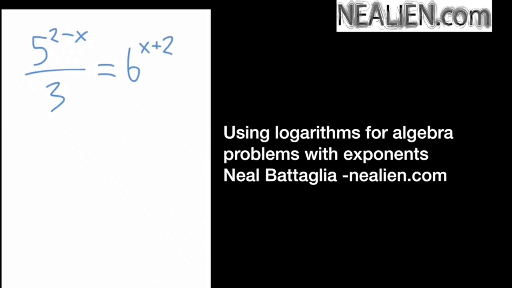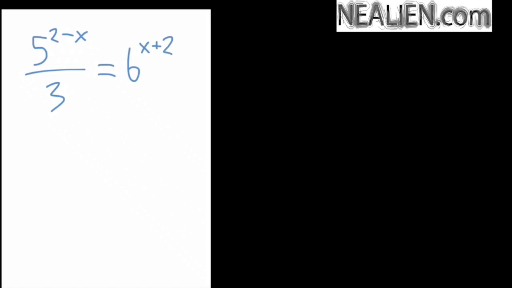Let's say we've got this problem. So 5 to the 2 minus x divided by 3 equals 6 to the x plus 2. And possibly you're going to have a whole number as a solution, but I'm going to tell you right now that the answer is not a whole number. That means you can't just guess a number and expect it to work out. Sometimes you can, but you don't necessarily.